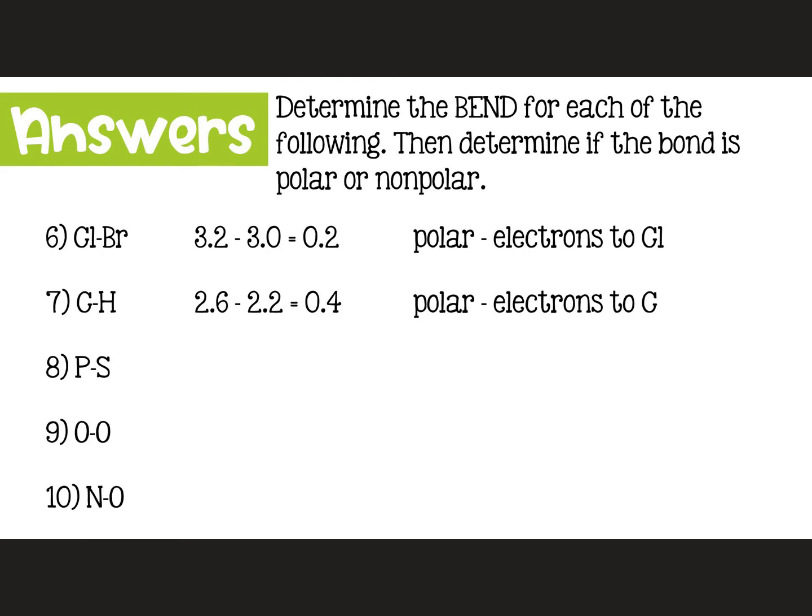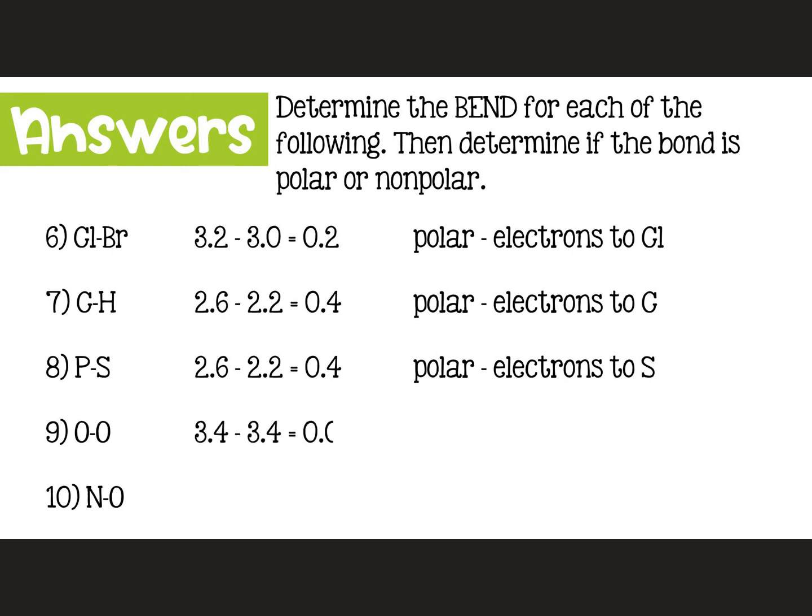So sulfur's electronegativity is 2.6 and phosphorus is 2.2, so the difference is 0.4, which means we have a polar bond with the electrons being closer to sulfur. So sulfur is slightly negative and phosphorus is slightly positive. Here we have oxygen, which has an electronegativity of 3.4, and when we subtract that from 3.4, we get 0. So we have a nonpolar bond.